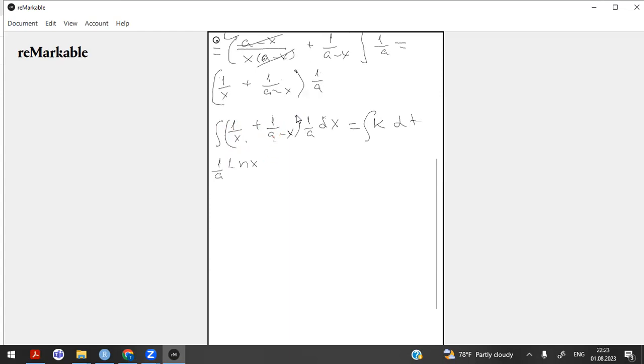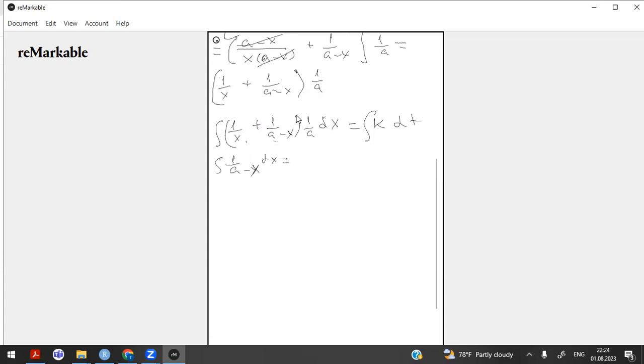But the problem is here. So how do we take the integral of this? We need to use a substitution trick, the rule of substitution. So okay, let's first integrate this part. What will be the integral of 1 over a minus x dx, right?